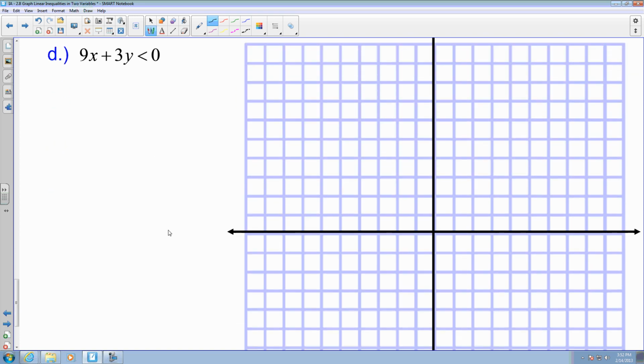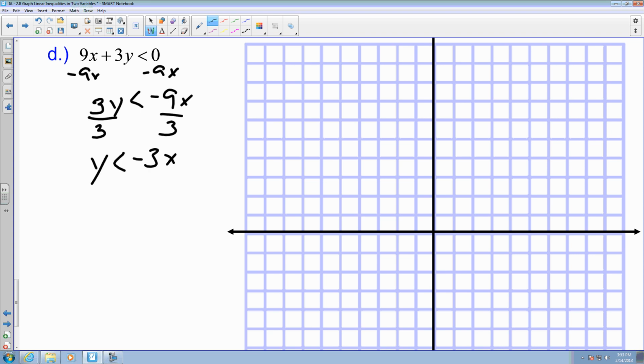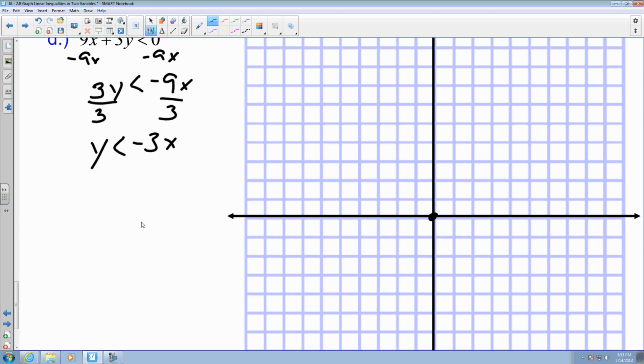For D, the first thing I got to do is get y by itself. So I'm going to subtract negative 9x from both sides. So that leaves me with 3y is less than negative 9x. Now I get to divide both sides by 3, which leaves me with y is less than negative 3x. From here, I don't have a b, so my b is 0, so that means that my y-intercept is at the origin. And then my slope is negative 3 over 1.